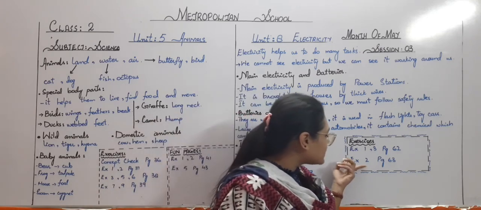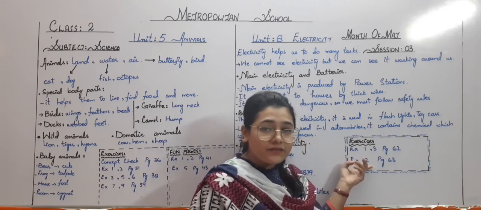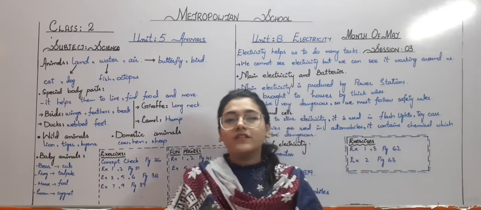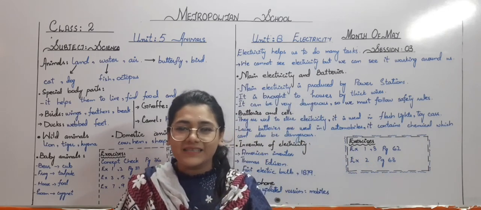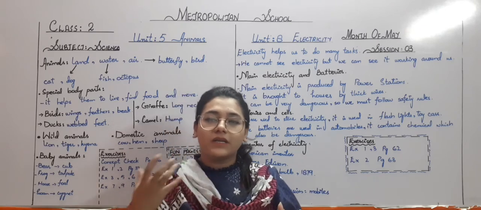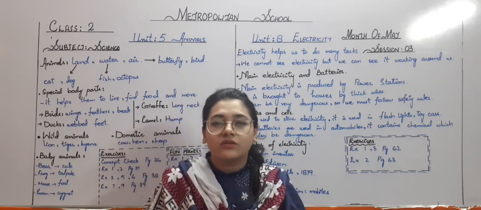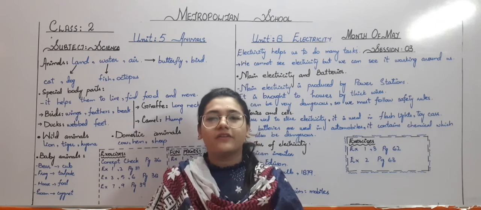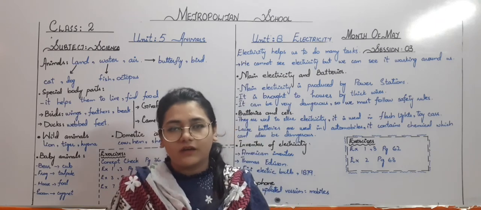Then we have exercise 2, which is basically an activity on page number 63, in which we have to join the dotted lines and write whether the particular thing having a name, which is what is that, like whether it's a battery, a bulb, or anything else.